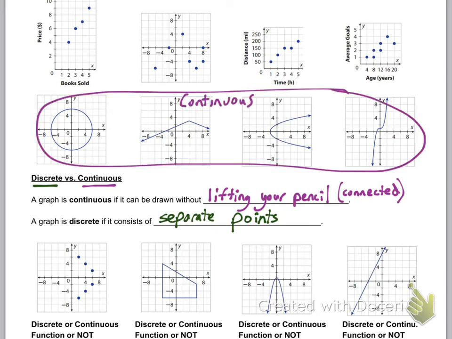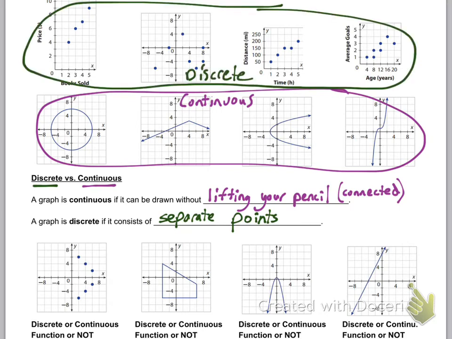All those 4 right there that I just circled are continuous functions because you can draw them holding down your pencil in a single smooth stroke. On the top, all of those are discrete because they're separate points and each are by themselves. So discrete versus continuous. So on this down here, we're going to answer is it discrete or continuous, and then is it a function or not. So this first one, notice they're separate points, so it is discrete.